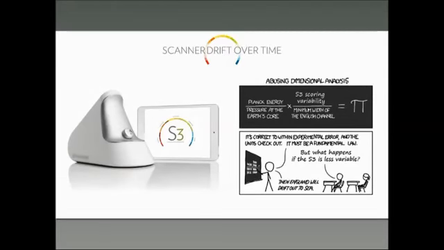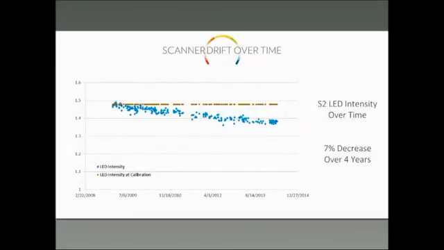Let's just cover one other thing, drift over time. This is not something that we are certain about, but things do happen over time that we have observed. The LED intensity, the light source over time, and this is over several years, does show a small drift.